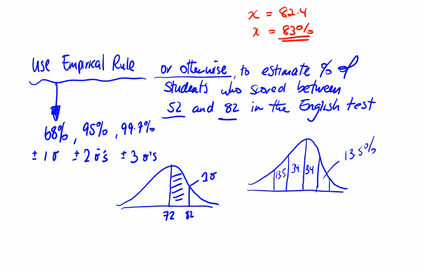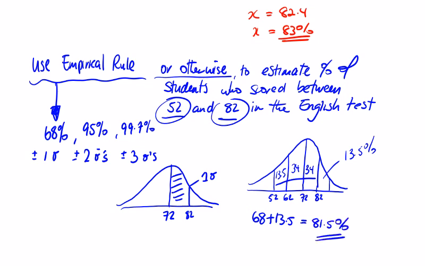And I think that's all we need here, isn't it? 72, that gives us 82, 62, and 52. That was the question, so they worked out evenly. Now you could have used Z-scores here and found the answer that way, but we just add up these three numbers, 34, 34, and 13.5, so 68 plus 13.5 is equal to 81.5%. So that's an estimate of the percentage of students who score between 52 and 82.